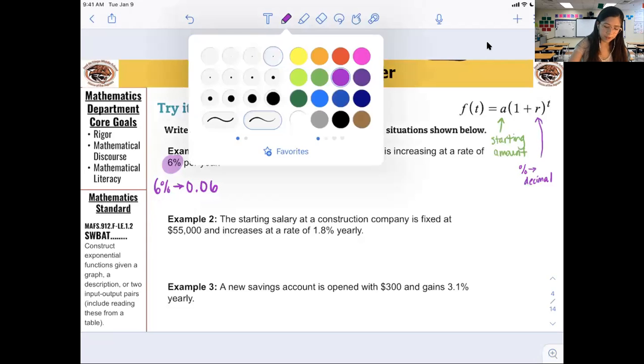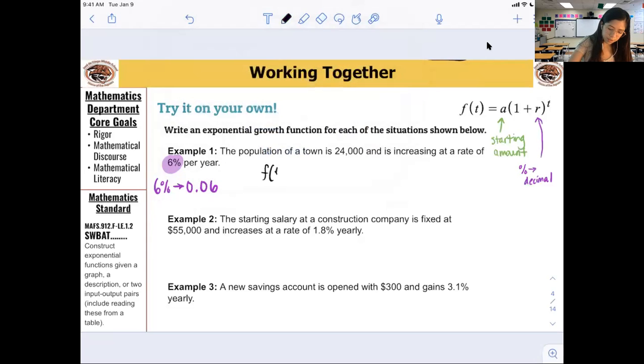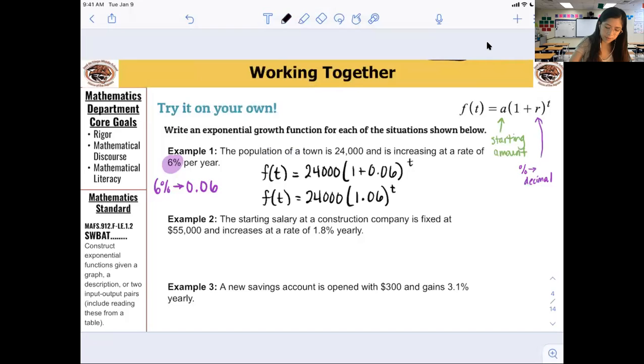Now I go ahead and I plug everything in. So I have f of t equals 24,000, parentheses 1 plus 0.06 to the power of t. But we always want to simplify that parentheses right away. So my final answer when I add that is going to be f of t equals 24,000, parentheses 1.06 to the power of t. Okay, any questions on number 1?